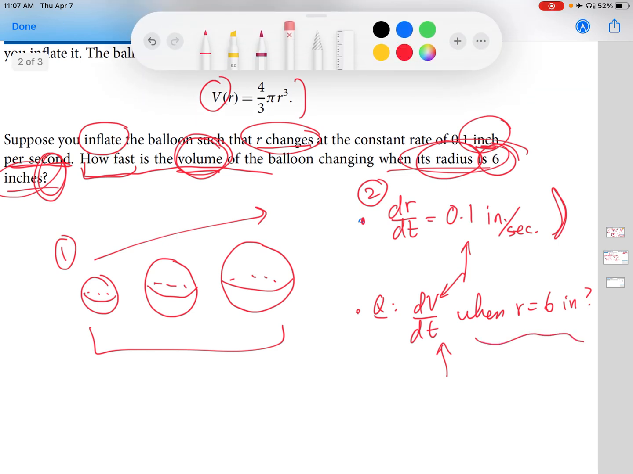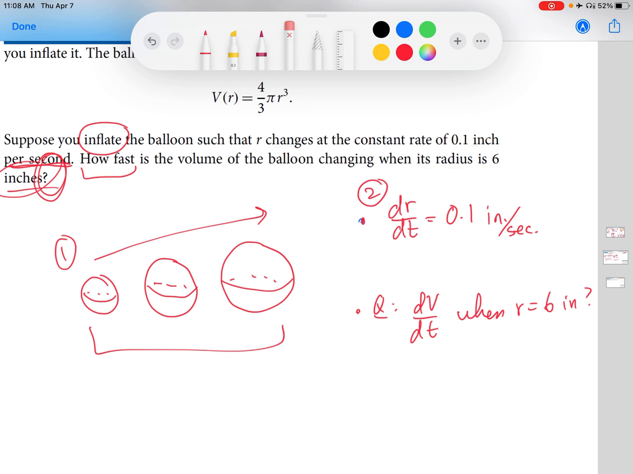Okay, so I can't stress enough, which is why I'm taking so much time doing this, how important it is to set up the problem carefully and correctly.